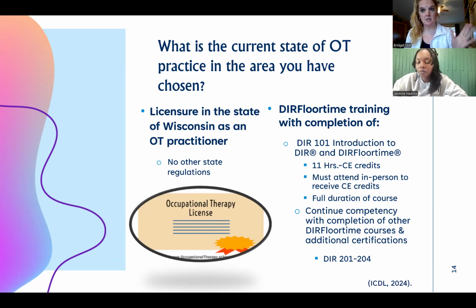I didn't mention this before, but there are other options, like hybrid, in person, or online. But specifically in the state of Wisconsin, you need to be in person for this. And then you can continue to build with the completion of other courses: the basic course, which is what we have covered today, in addition to the other classes, which are 202, 203, and 204. If you go through the website, which is listed in the references section, they'll be able to give you more detail of what those classes entail.